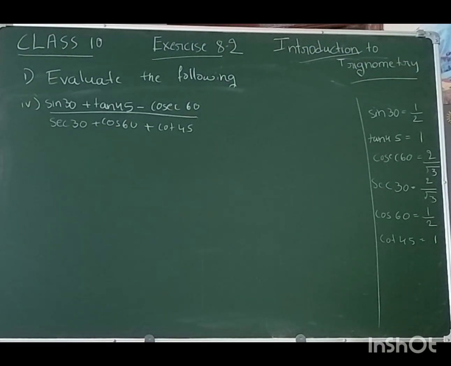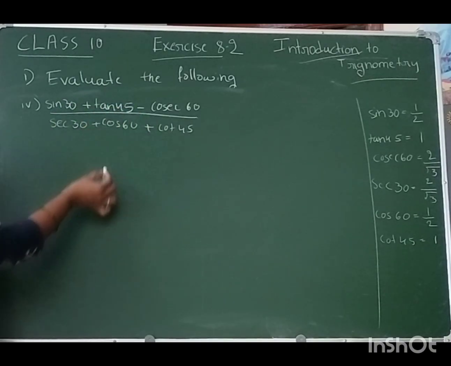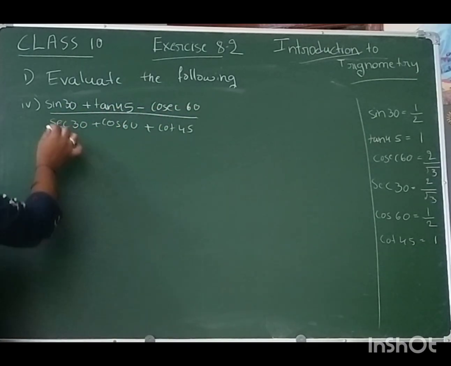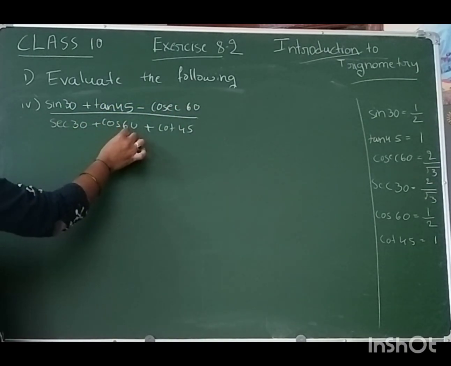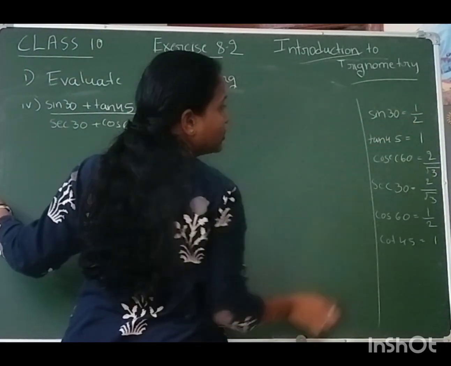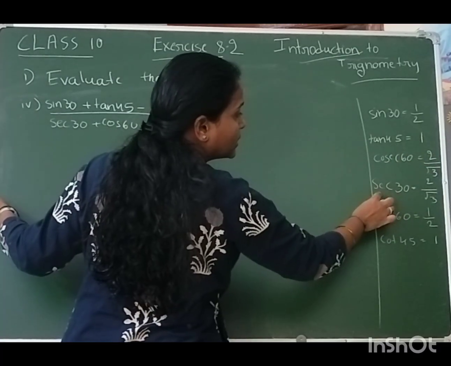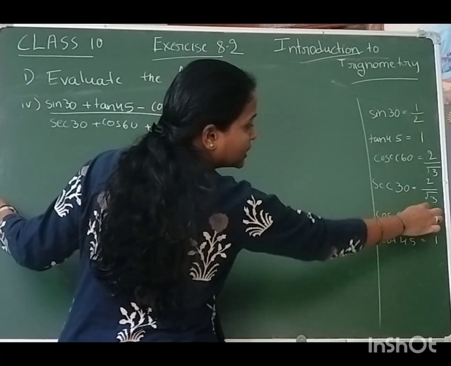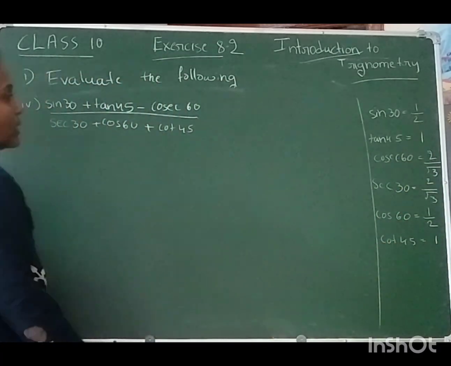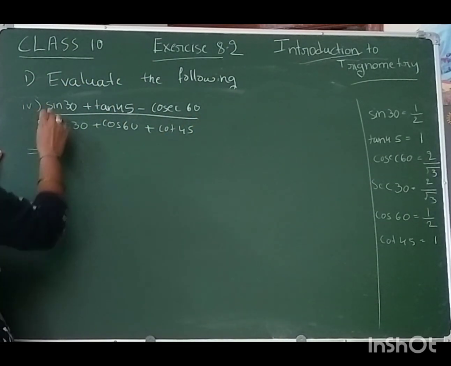Next, move to question number 4, that is sin 30 plus tan 45 minus cosec 60 divided by secant 30 plus cos 60 plus cot 45. We have the values: sin 30 is 1 by 2, tan 45 is 1, cosec 60 is 2 by root 3, secant 30 is 2 by root 3, cos 60 is 1 by 2, and cot 45 is 1. We'll substitute that in the given expression to get the answer.